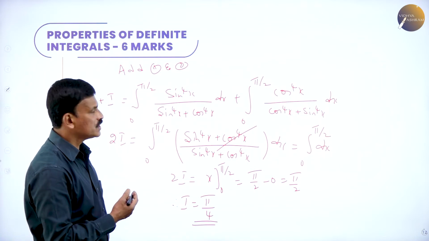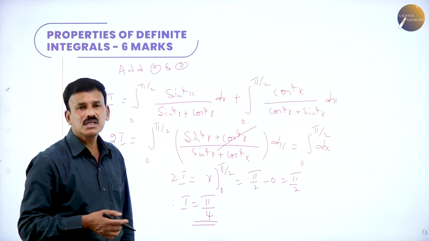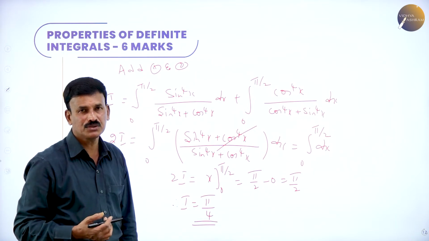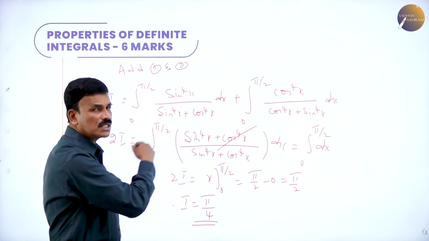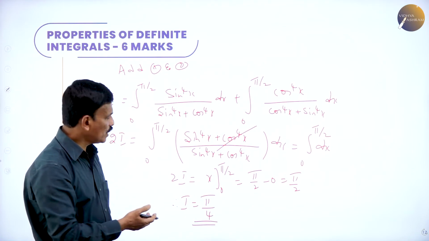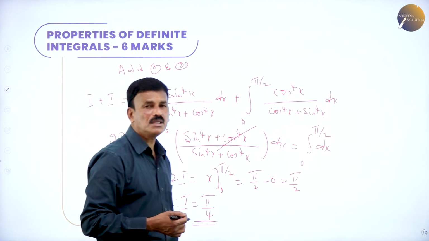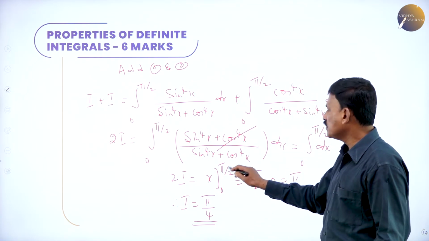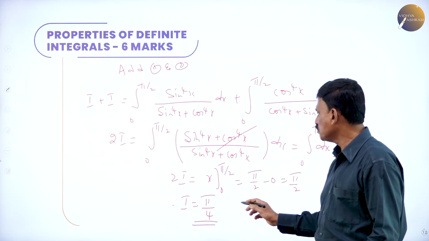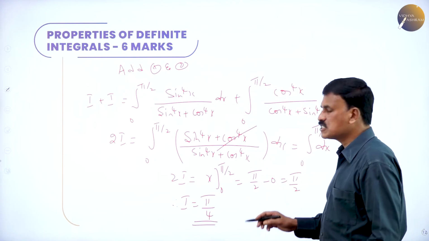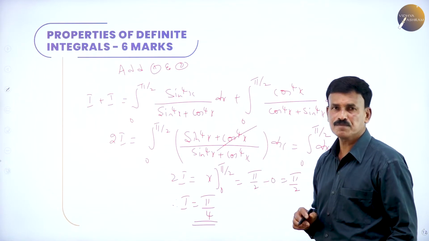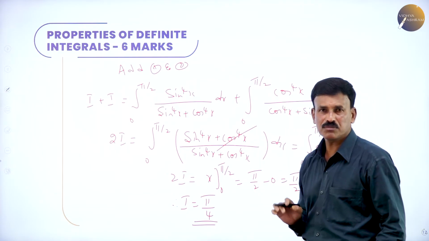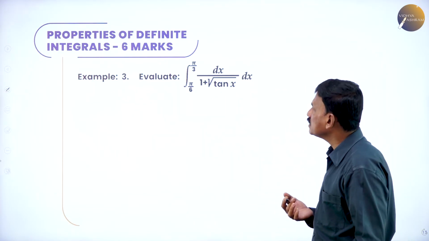In the majority of this type of problems, you will get the answer as pi by 4 whenever the limit is from 0 to pi by 2, because sine converts to cos and cos converts to sine. If you add, the numerator and denominator get cancelled, you will get dx. Integration of dx is x between limit 0 to pi by 2 is pi by 2. 2I is equal to pi by 2 means I is equal to pi by 4. Okay, right. So whatever may be the power, the simplification is the same. Now let's come to the next problem.